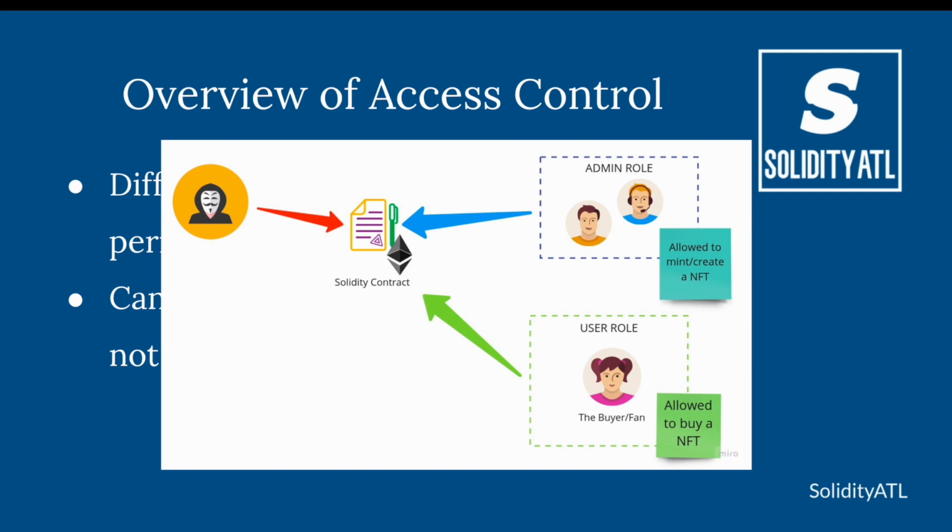And so as you can see in this diagram, we have these admin roles. They're allowed to mint and create an NFT, and then the user role is allowed to buy an NFT. But if a hacker determines that there isn't the proper access control checks, maybe as a user, you can do something the admin can do and mint or create NFTs at free will.